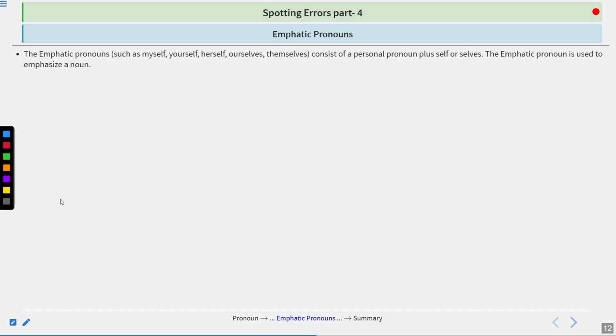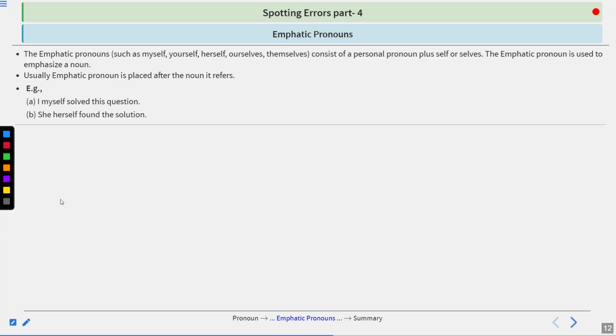Emphatic pronoun. The emphatic pronouns such as myself, yourself, herself, ourselves, themselves consist of a personal pronoun plus self or selves. The emphatic pronoun is used to emphasize a noun. It emphasizes the number of the subject and the doer. Usually the emphatic pronoun is placed after the noun or the pronoun it refers to. I myself solved this question. So what does it mean? It means by myself, not taking any other person's help. She herself found the solution, by herself, not by taking any other person's help.